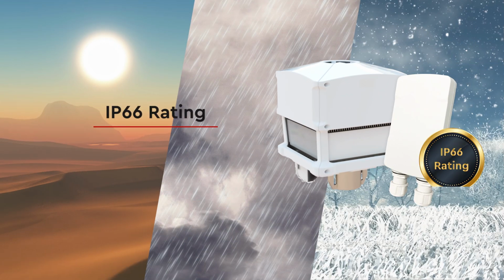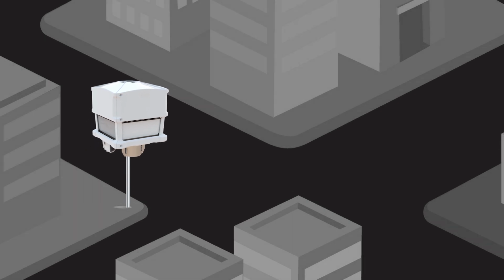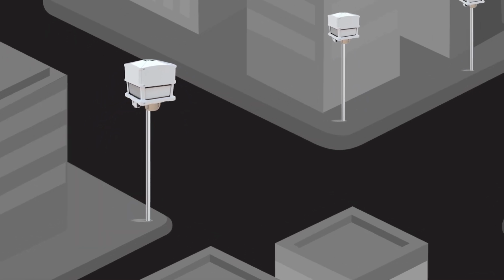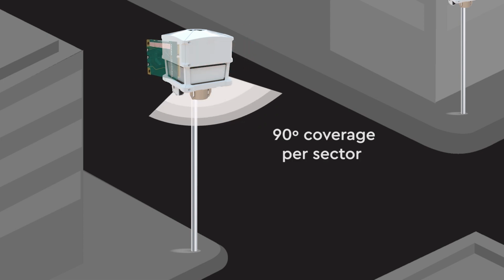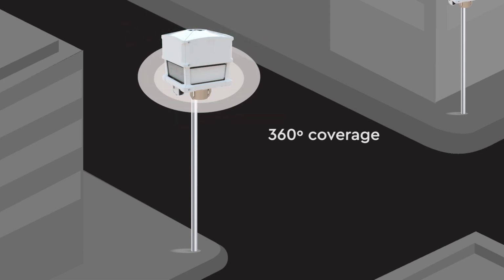MetroLinq Terragraph's housing is IP66 rating, can withstand harsh weather environment. Each side of MLTG360 is built in with one sector. Each sector can reach 90 degree coverage to achieve 360 degree full coverage.